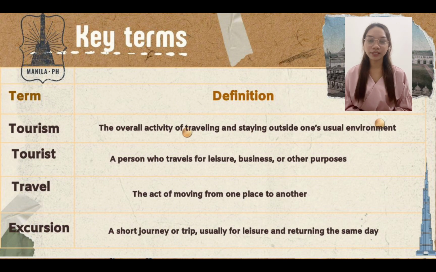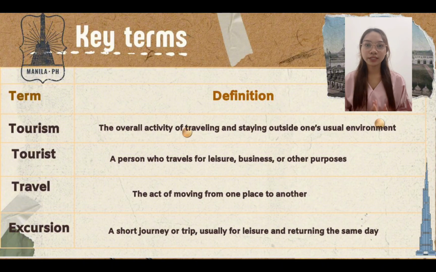According to the United Nations World Tourism Organization, or UNWTO, tourism comprises the activities of persons traveling to and staying in places outside their usual environment for not more than one consecutive year for leisure, business, and other purposes. In simple terms, tourism is about people leaving their home area to explore, relax, or work somewhere else temporarily. A tourist is someone who does this for leisure, business, and other reasons.